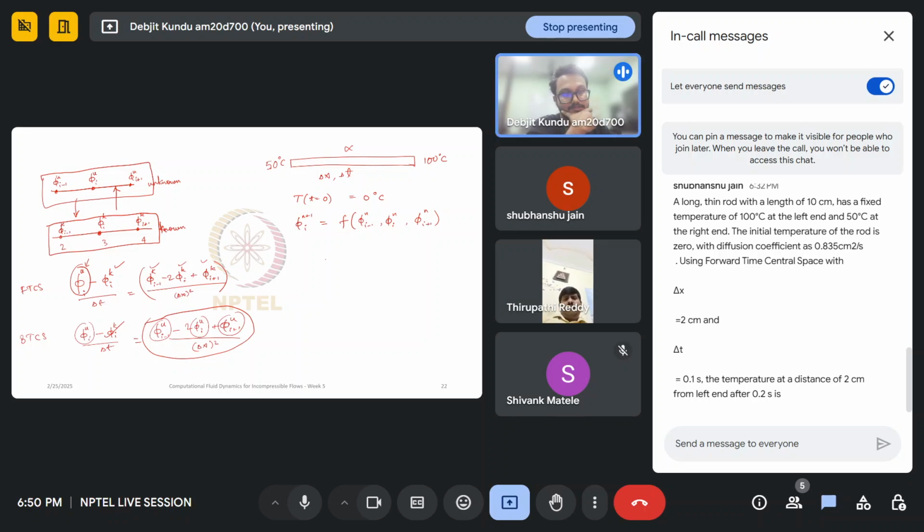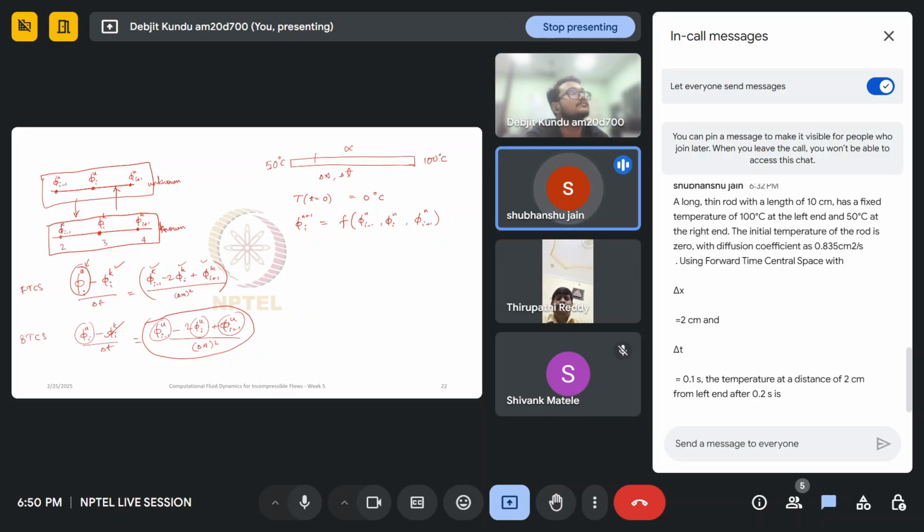It's asking us what the temperature at distance 2 centimeter is, from the left end after 0.2 seconds. So I think you have to do a lot of calculations if you're doing it by hand. It's better to write a code and find this out.